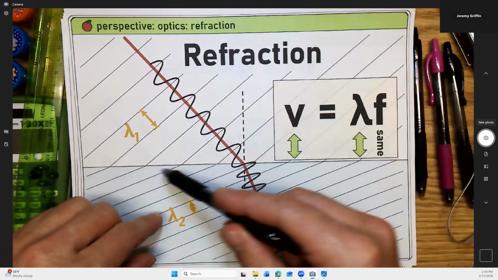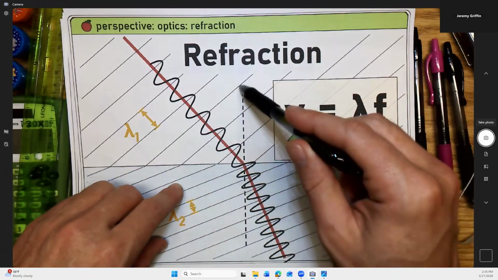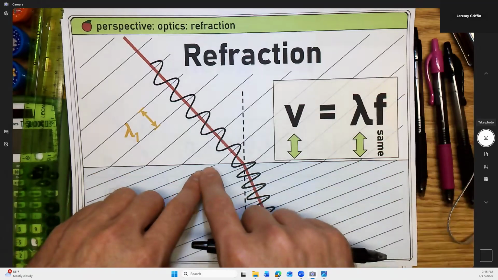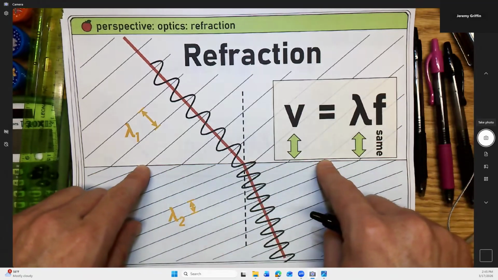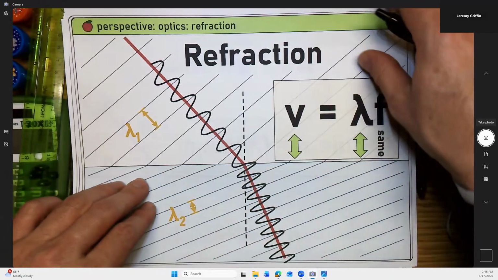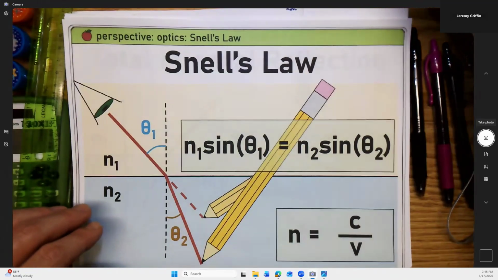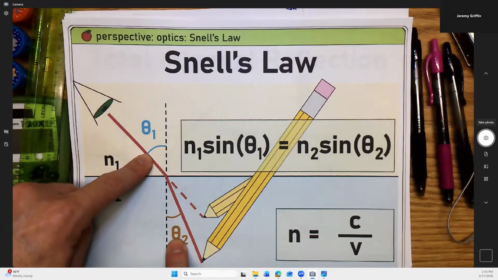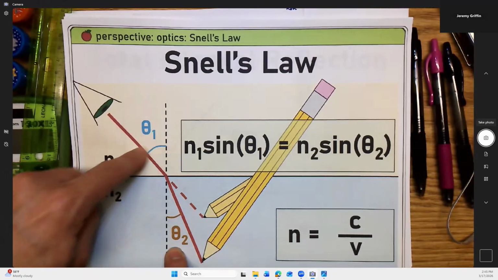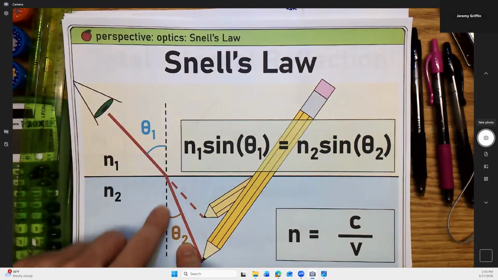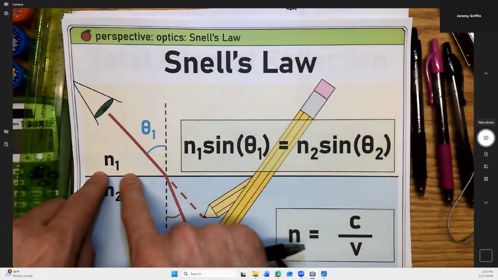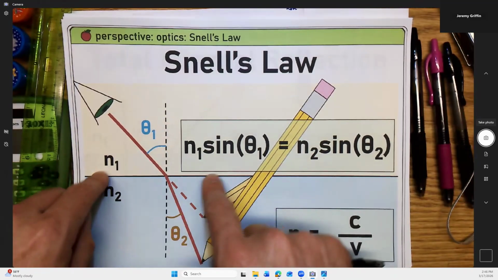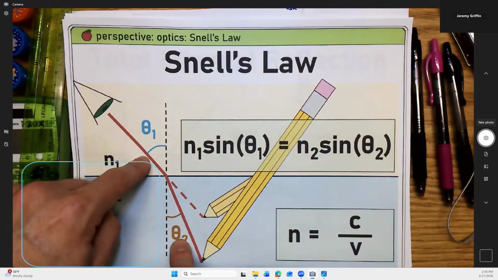Now here I have this dashed line perpendicular to the plane where the medium changes, say from air to water. If you compare those angles, look at this angle here, this angle here. Again, notice those are relative to this perpendicular line. Here's the medium change right here from air to water. Perpendicular to that, I'm measuring these angles theta 1, theta 2.